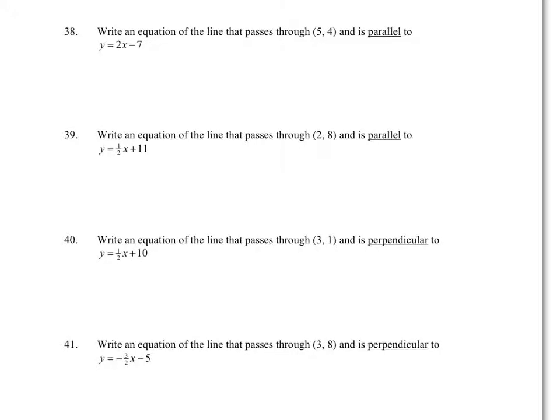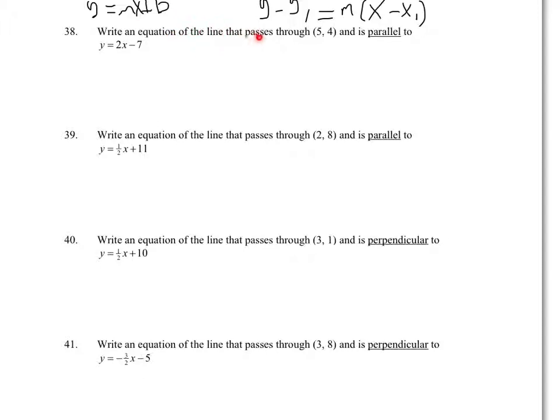Alright, we have some more writing of equations, and so we're going to use either slope-intercept form, y equals mx plus b, or point-slope form, y minus y1 equals m times x minus x1. So let's see what we got here.